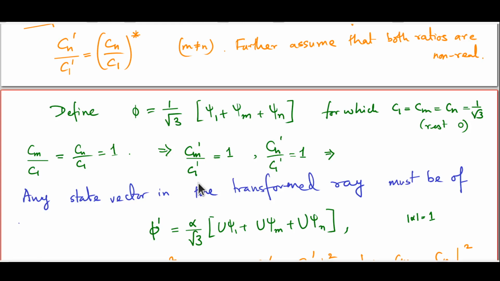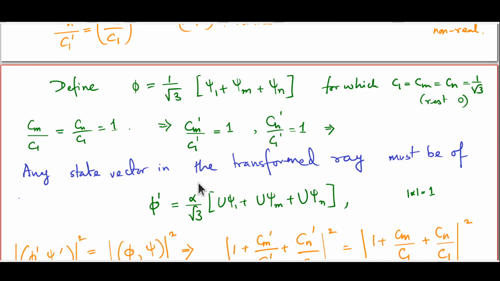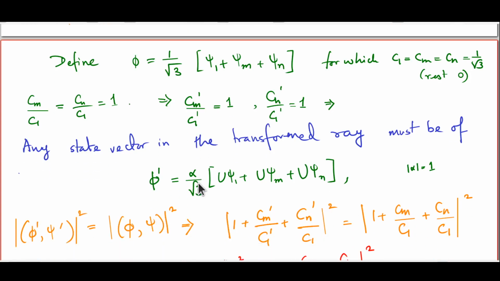And now we play the same game that we had played earlier, but this time with phi prime. The inner product between phi prime and psi prime must have the same magnitude as the inner product between phi and psi. And that gives rise to this result. Mod square of 1 plus Cm prime by C1 prime plus Cn prime by C1 prime must be equal to mod square of 1 plus Cm by C1 plus Cn by C1. Of course, what I've done is I've found out the inner product of phi prime comma psi prime mod square and then divided by C1 prime mod square on the left and C1 mod square on the right.